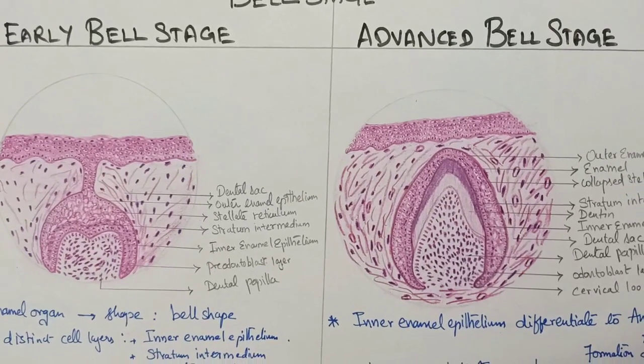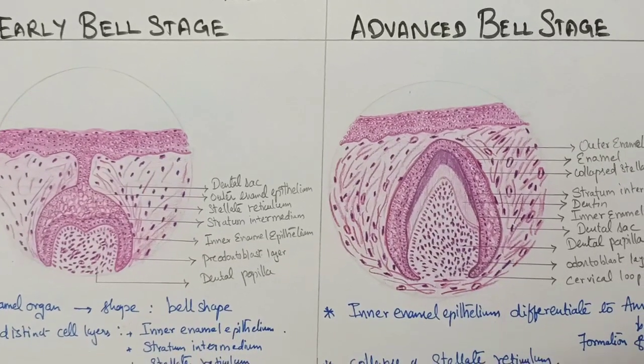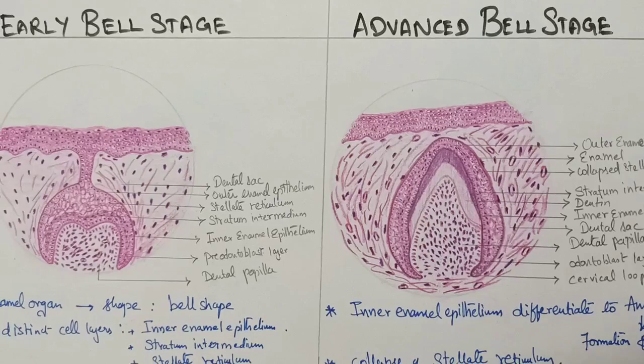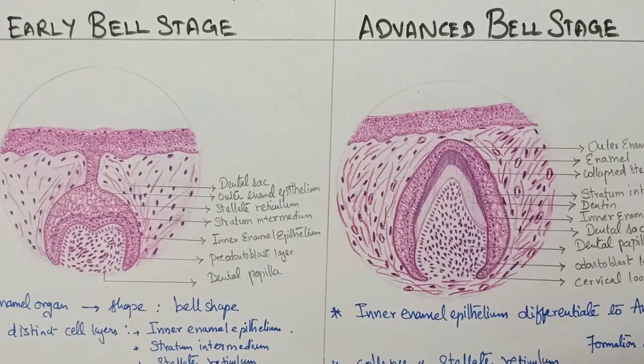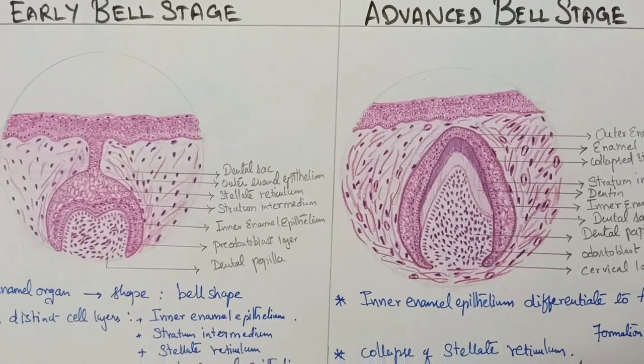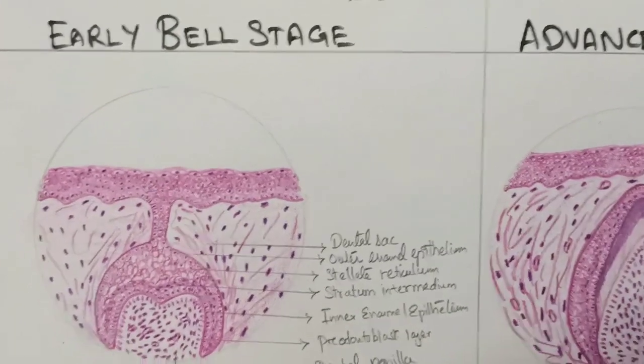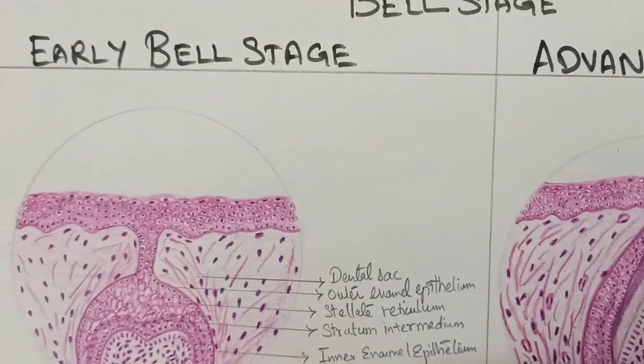From the cap stage, it progresses and the enamel organ takes up the shape of a bell. That is why it is called the bell stage. In the bell stage, we'll first cover the early bell stage. What are the structures that are evident in the early bell stage? This is the diagrammatic or histological appearance of the early bell stage.